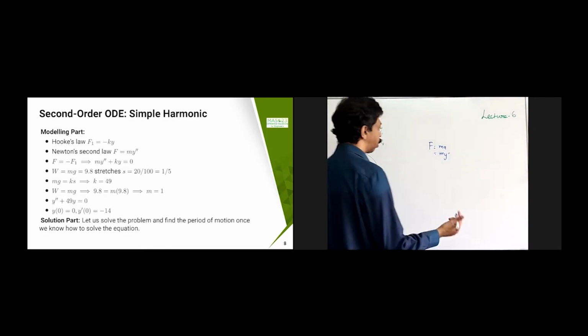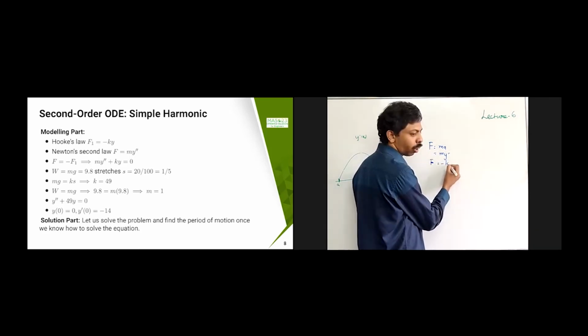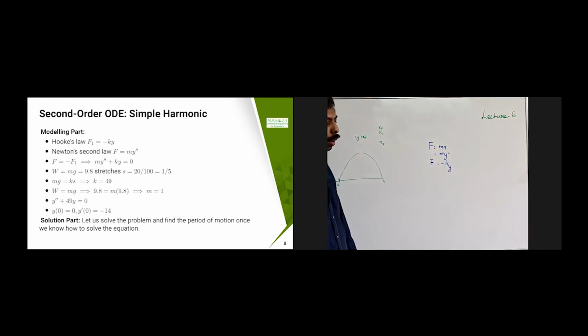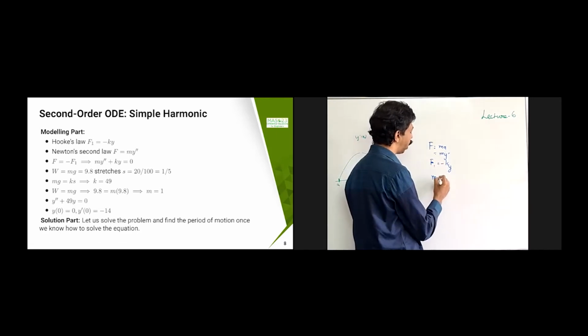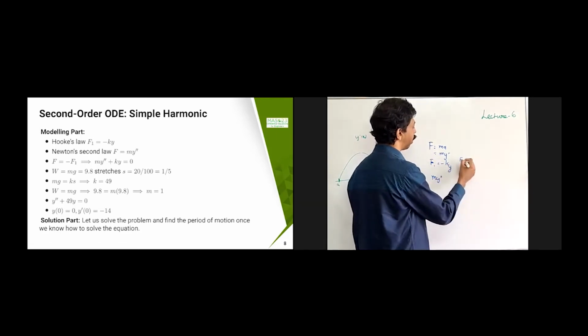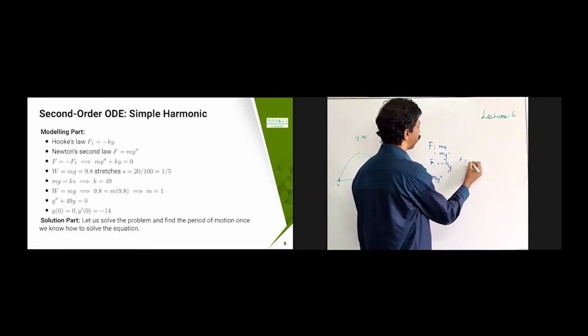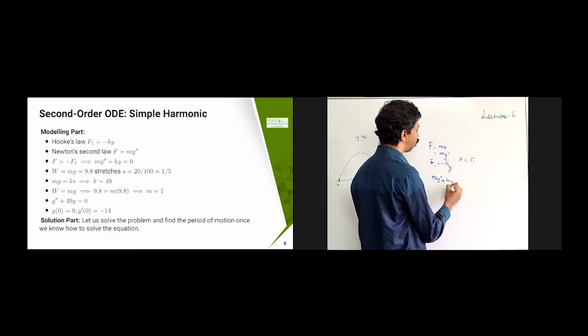Then Hooke's law says the force is proportional to y, so you can say minus ky is going to come. Both forces should be the same, so you match these two things together. Since the forces act in the opposite direction, you get F equal to minus F1. Therefore, m y double dash plus ky equal to 0 is going to come.